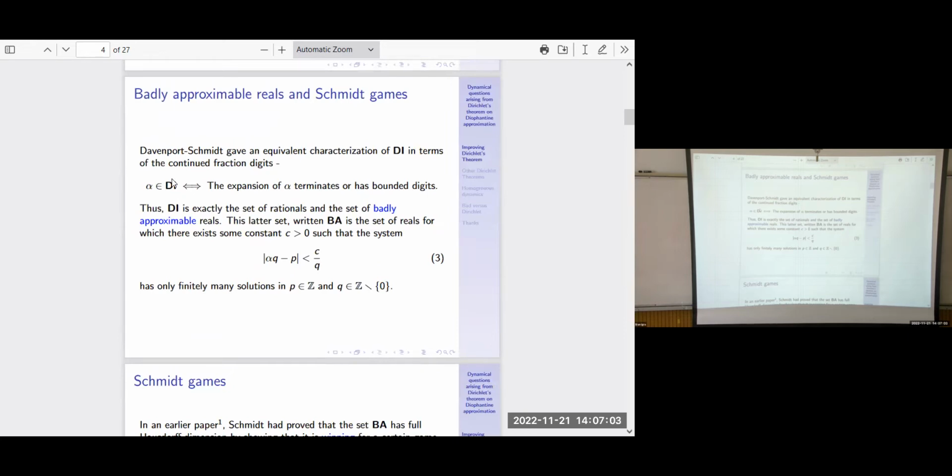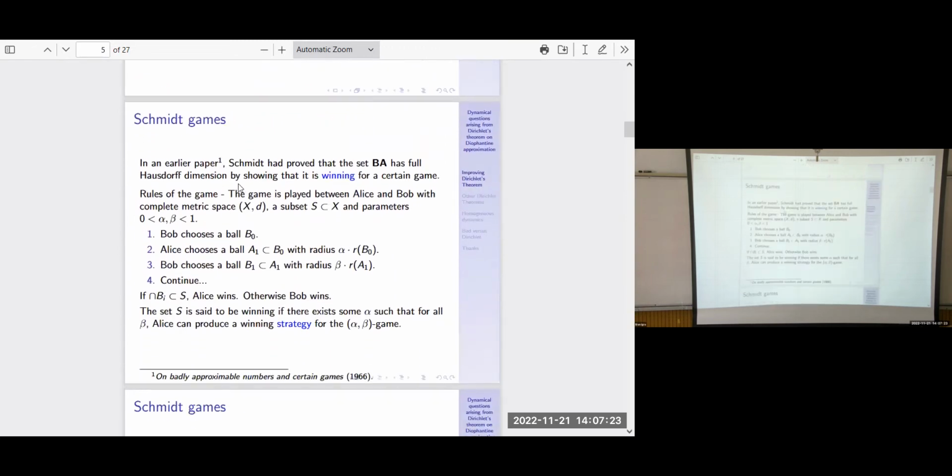So this is what they proved. And then, yes, some work went into giving this characterization, and that was what it was in the paper. And prior to that, Schmidt had proved that this set is large. So then they wrote it as, I guess, a theorem that DI has full dimension, or DI is one.